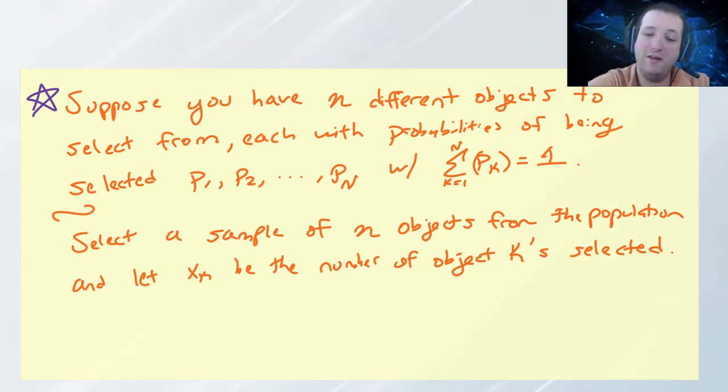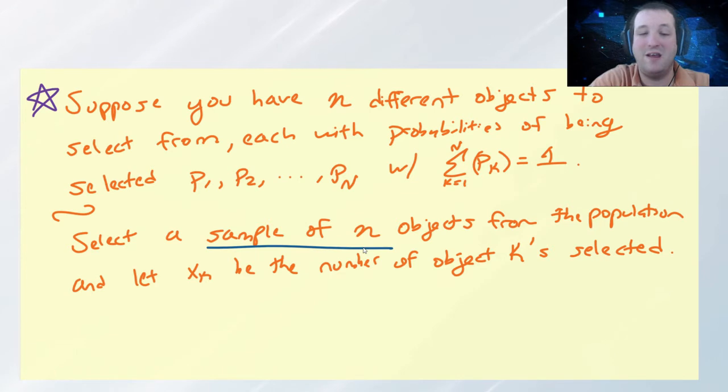So now instead of selecting one, we're going to be selecting a sample of little n different objects from the population. So we're going to select 17 of those marbles, and we want to know how many red, how many blue, how many green, and so on, are going to be in that sample size n.